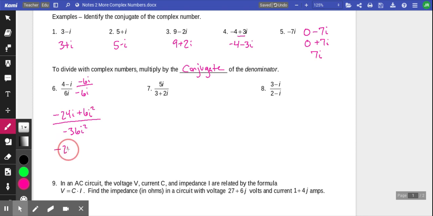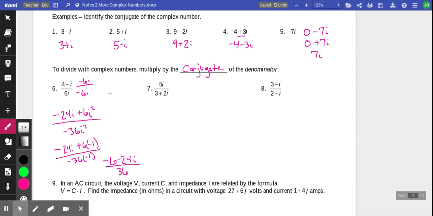So I'm going to have negative 24i plus 6 times negative 1 over negative 36 times negative 1, which, switching my order around, is going to give me negative 6, a real number, minus 24i over negative 36 times negative 1, which is going to give me positive 36. Okay. Thought you might be finished, but you are wrong. We can simplify this. I've kind of run out of room, so I'm going to come up here.